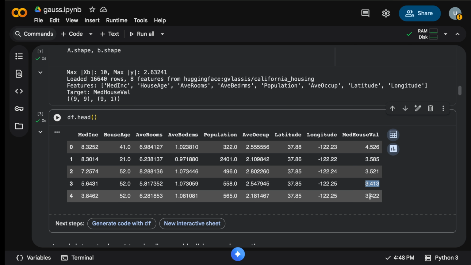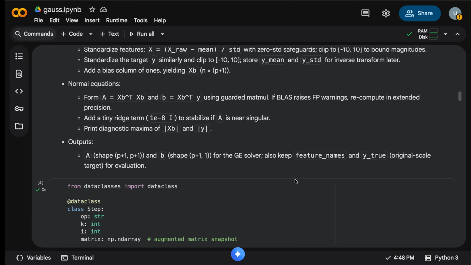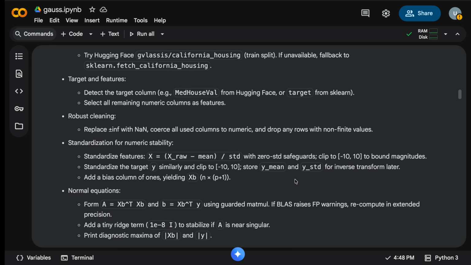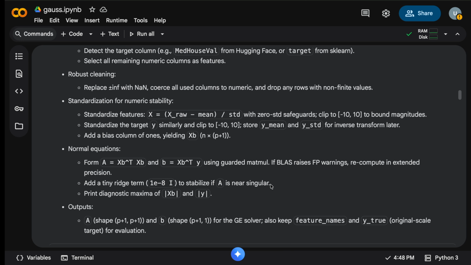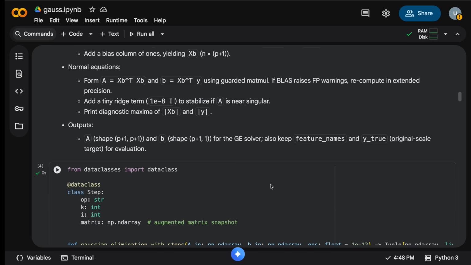You can take that example, but the idea is that these columns like median income, house age, average rooms, average bedrooms, population, occupancy, latitude, longitude, basically the location, are to be used as features for this particular column to be predicted. We first standardize and normalize the data before moving on.